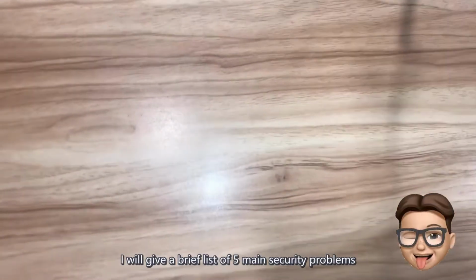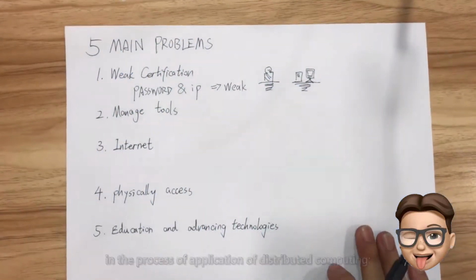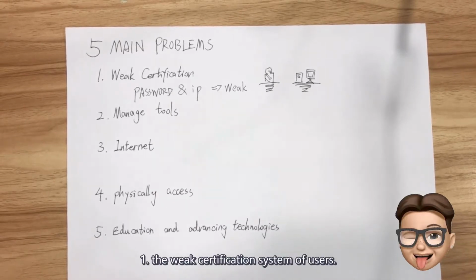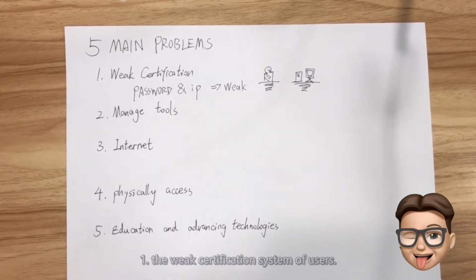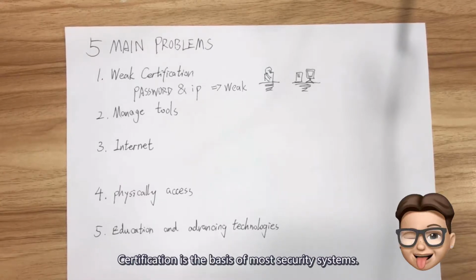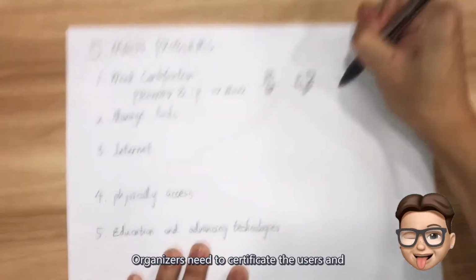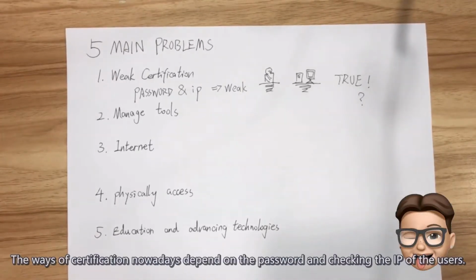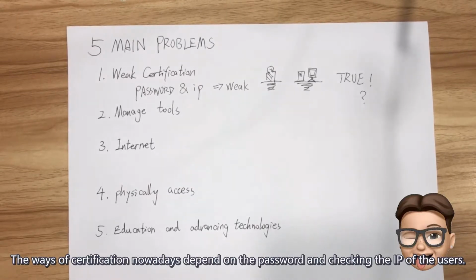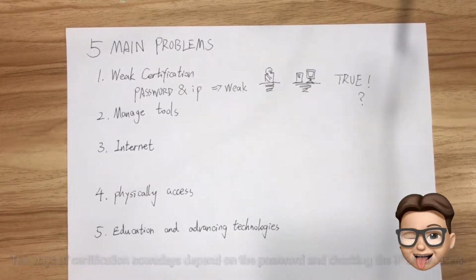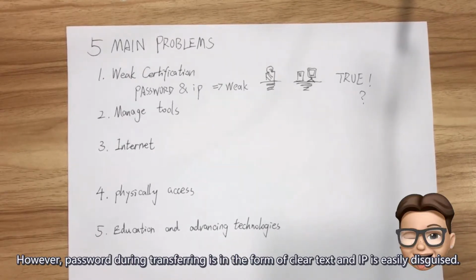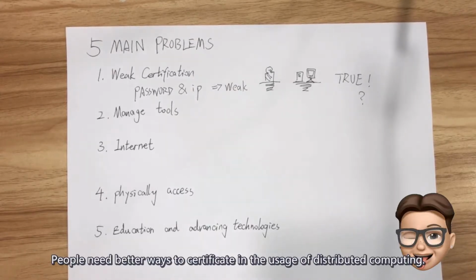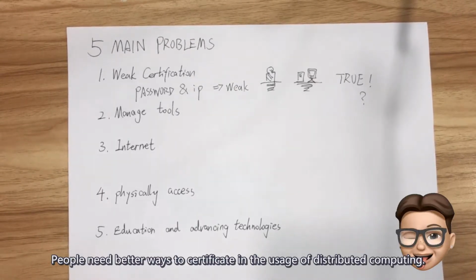In the next part, I'll give a brief list of 5 main security problems in the applications of distributed computing. Problem 1: the weak certification system of users. Certification is the basis of most security systems. Organizers need to certify that the users and their computing environments are truly as they declare. The ways of certification nowadays depend on passwords and checking the IP of the users. However, passwords during transfer are in the form of clear text and IP is easily disguised. People need better ways to certify users in distributed computing.